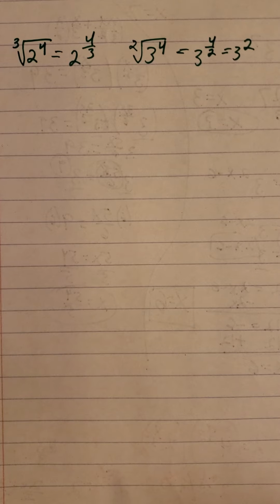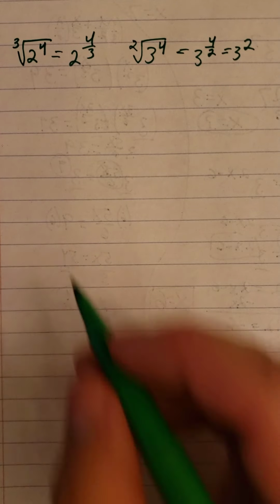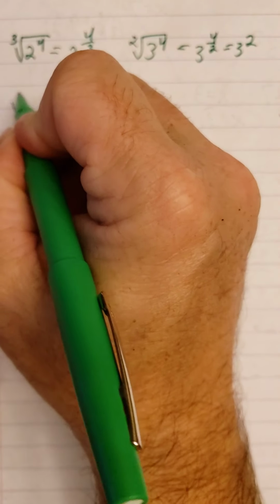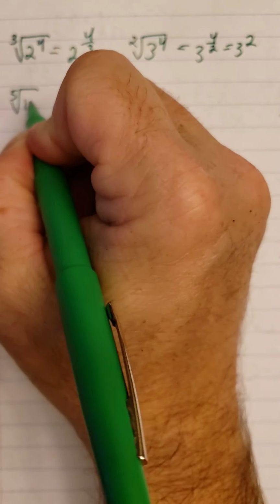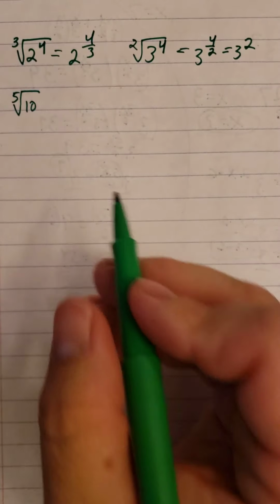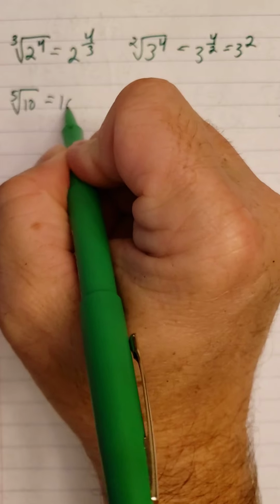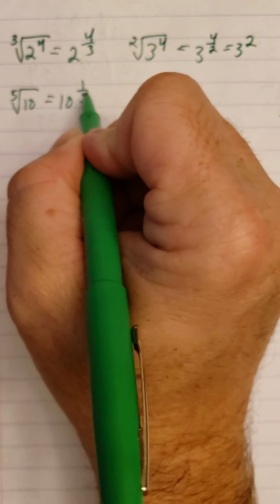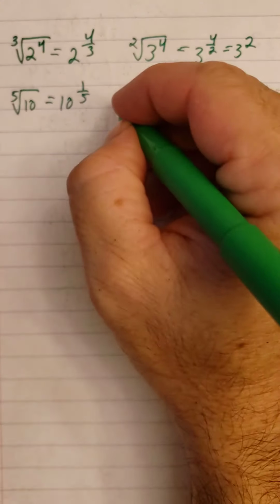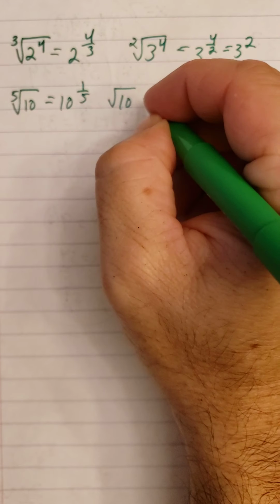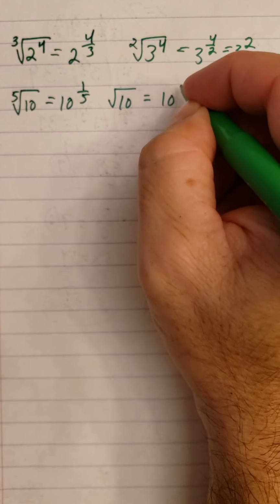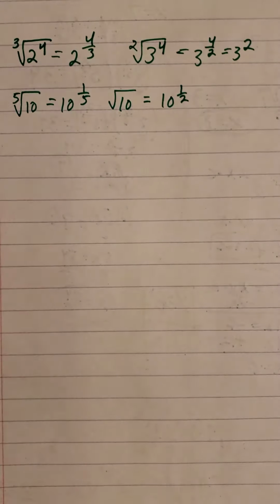The same thing would be true if you don't have an exponent on the inside. So let's take the 5th root of 10. There's no exponent on the inside, so this would become 10 to the 1 over 5. Much like the square root of 10 would be 10 to the 1 over 2.